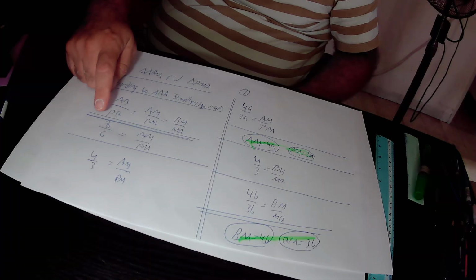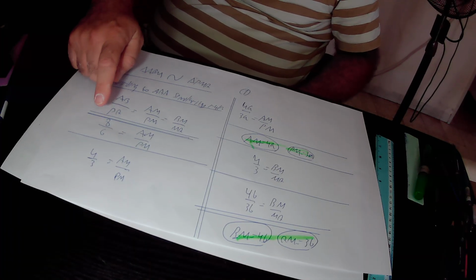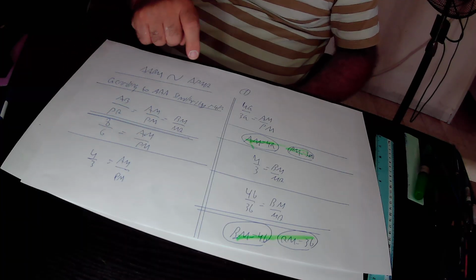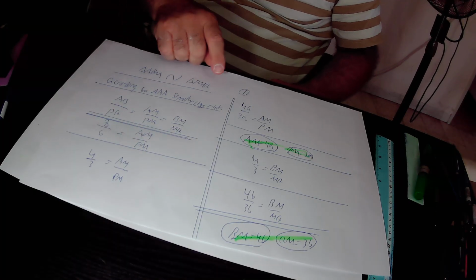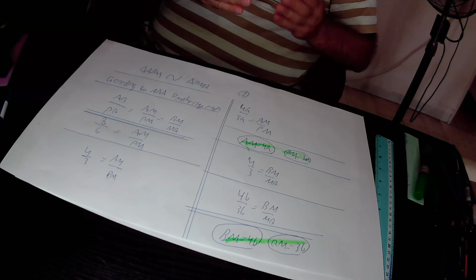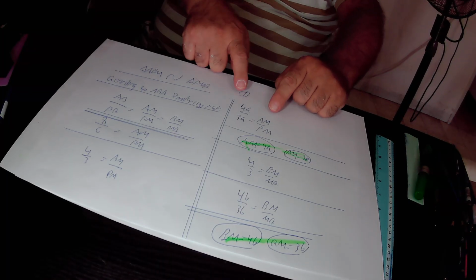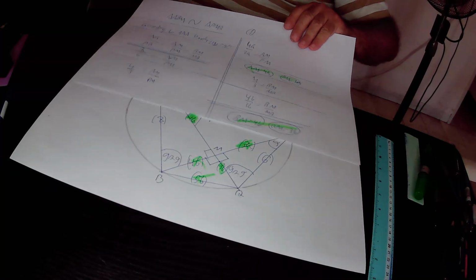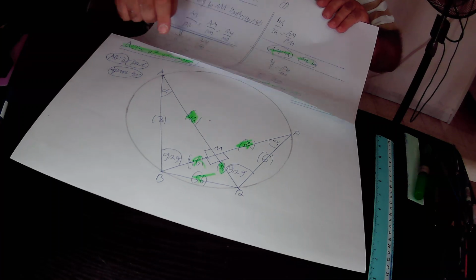AB is 8, PQ is 6. 8 over 6 is 4 thirds, so 4 thirds equals AM over PM. Here we multiply both the numerator and the denominator of this number by A, and we find that 4A over 3A equals AM over PM. What is the meaning of this equation? The meaning of this equation is that if AM equals 4A, then PM must be equal to 3A.